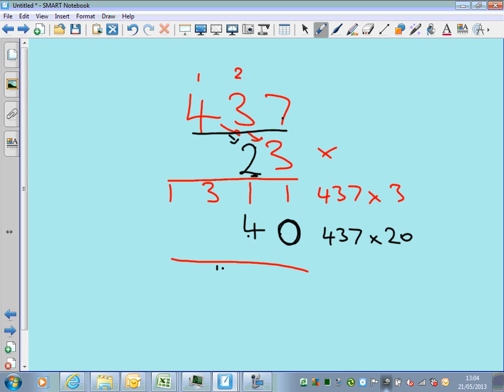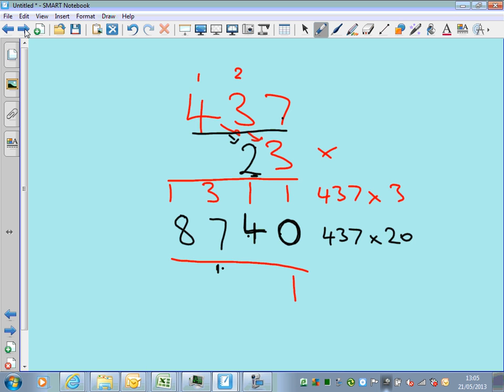So 7 times 2 is 14, so I put the 4 in the tens column, 1 carries across to the next. 3 times 2 is 6, plus the 1 makes 7. 4 times 2 is 8, that goes there, and that gives us our final answer there. Right, now that I've got those two rows, add them together, it gives me my final answer.